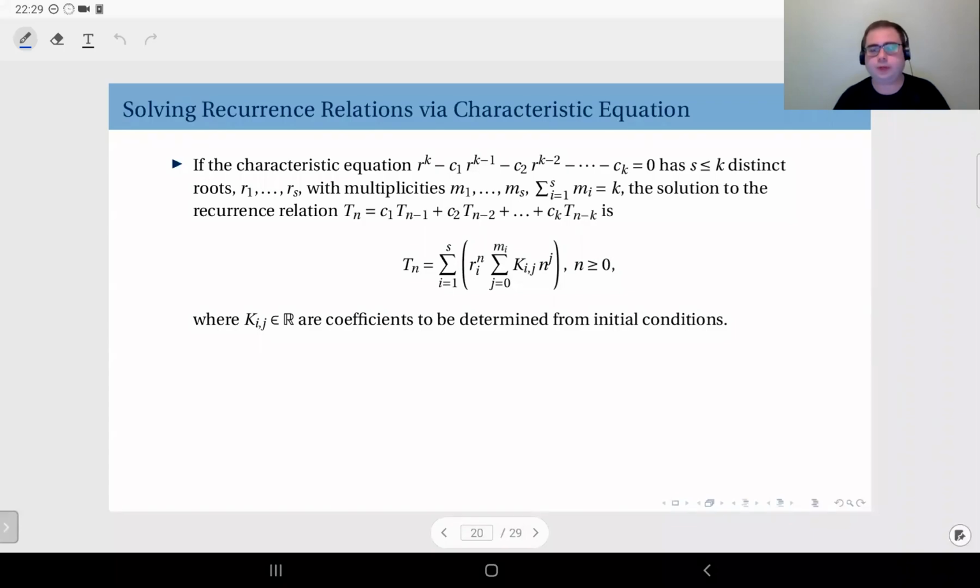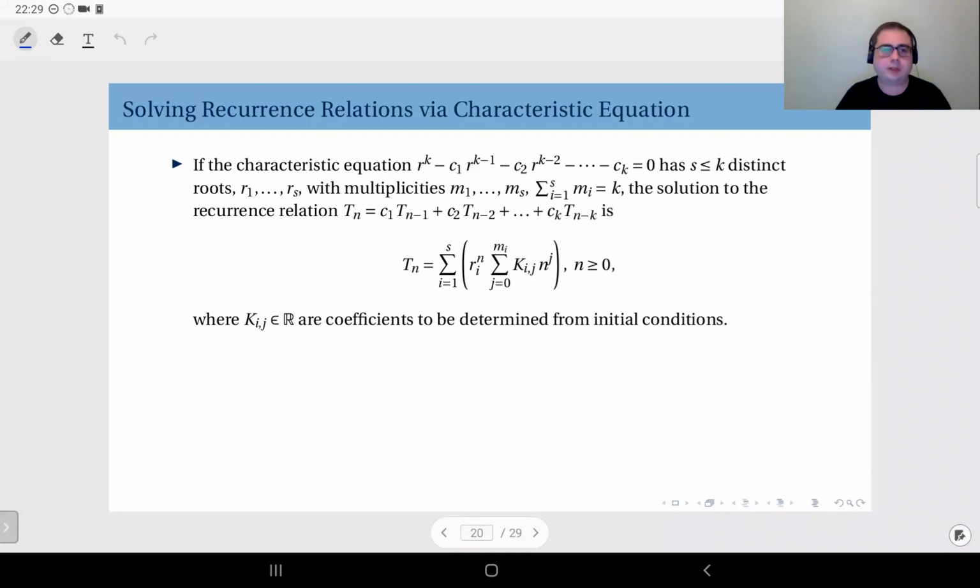Up to this point, we have seen how to obtain the solution of recurrence relations using the characteristic equation in cases where the roots are distinct, so you do not have repeated roots. But what if you have repeated roots? You have roots with multiplicities greater than 1.